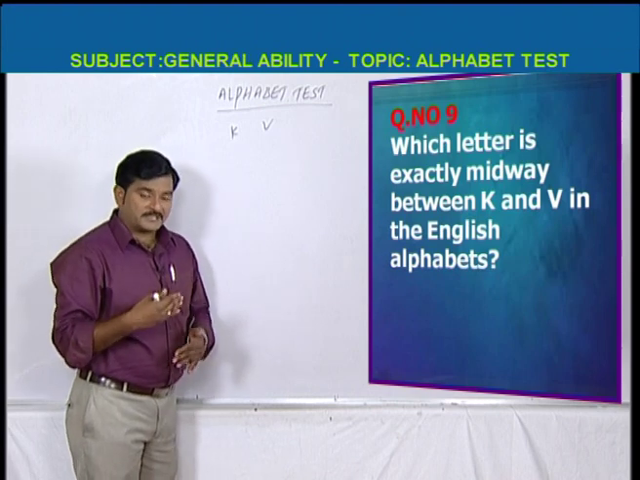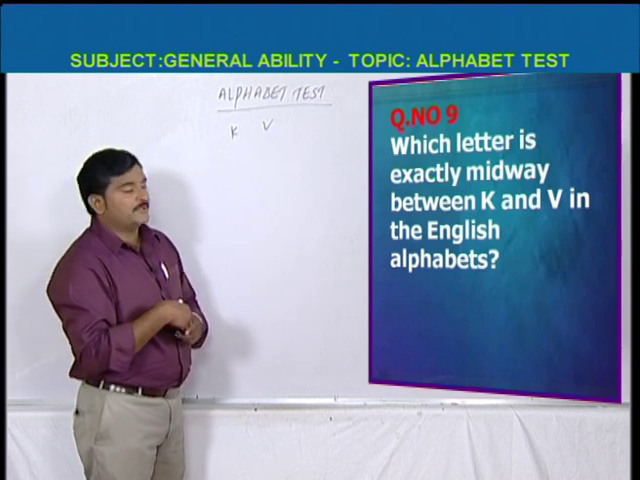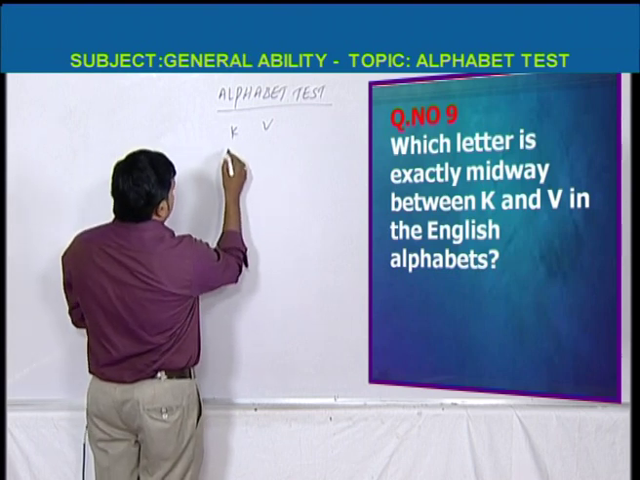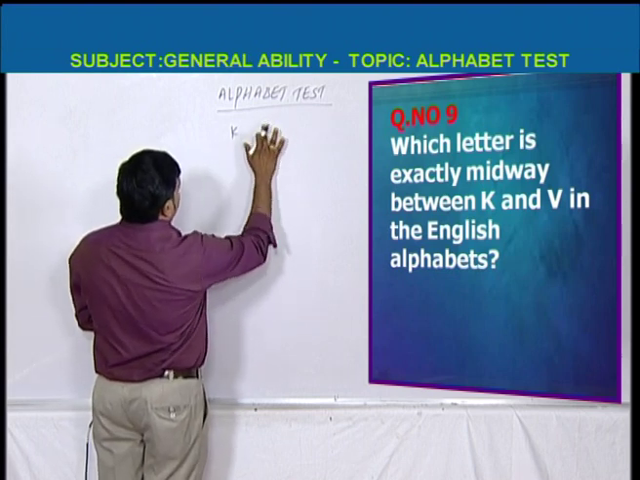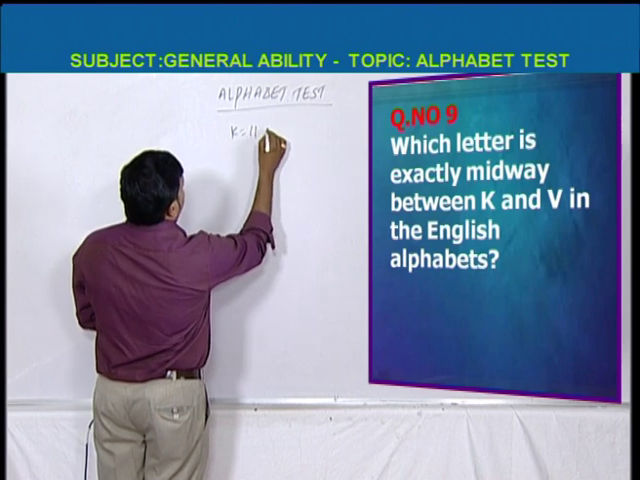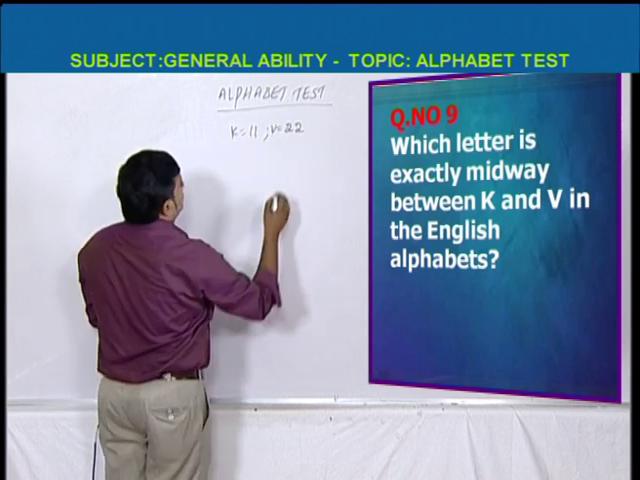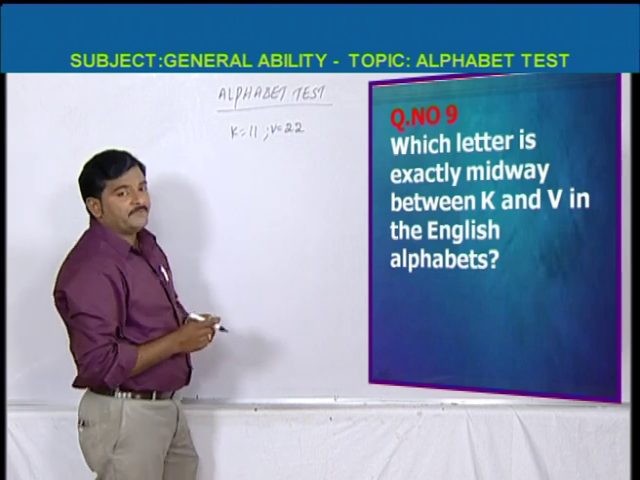So that is the general procedure. But now here we are going to find out in a different way. K we know already. So here K is equal to how much? 11. Similarly, V means how much here? 22. So K means 11, V means 22.